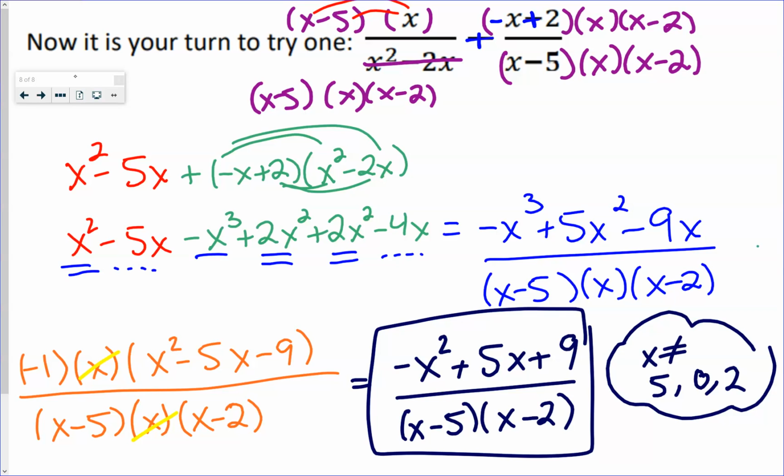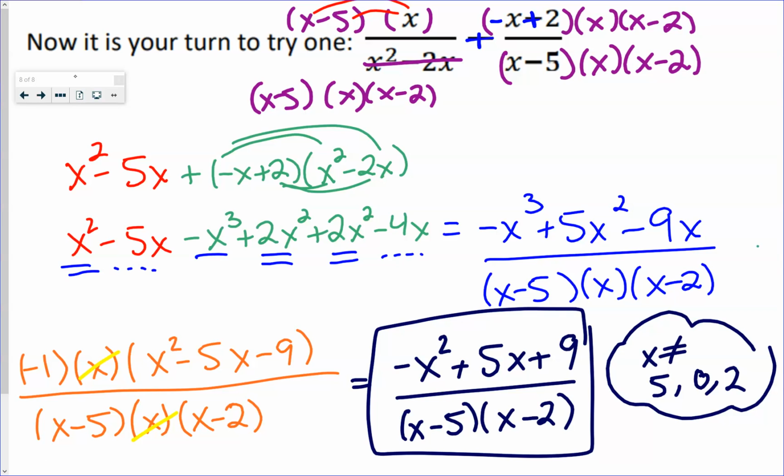The second numerator, multiplied all of that out, gives me a negative x cubed plus 2x squared plus 2x squared minus 4x. I combine like terms to get negative x cubed plus 5x squared minus 9x. I did try to factor it. So what I did, I took out a negative 1 and took out an x from all those pieces, and I could cancel an x out of the top and bottom. I cannot factor anything. I can't multiply anything to give me 9 and add to give me a 5, so that piece is not factorable. So I just multiplied the negative 1 back through and left it as negative x squared plus 5x plus 9 all over x minus 5 and x minus 2.